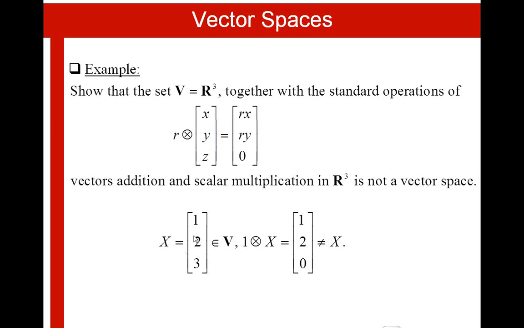If x equal (1, 2, 3), where x belongs to the set V. If we take 1 times x, normally 1 times x must be equal to x. But in our case, following the rule here, 1 times x becomes (1, 2, 0), which is different than x. And this violates the last rule that we have seen in the properties of vector spaces. Therefore, the conclusion here is that this set V is not a vector space.